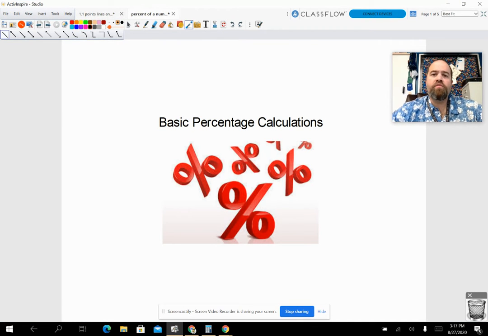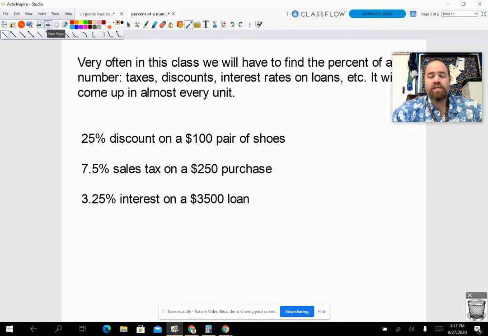Okay, so the purpose of this little video today is to show you guys how to calculate the percentage of a number. A lot of times in this class we will be working with percentages, and it would be great if we could get this out of the way, and just when I say, all right, find 45% of 300, you just know how to do it.